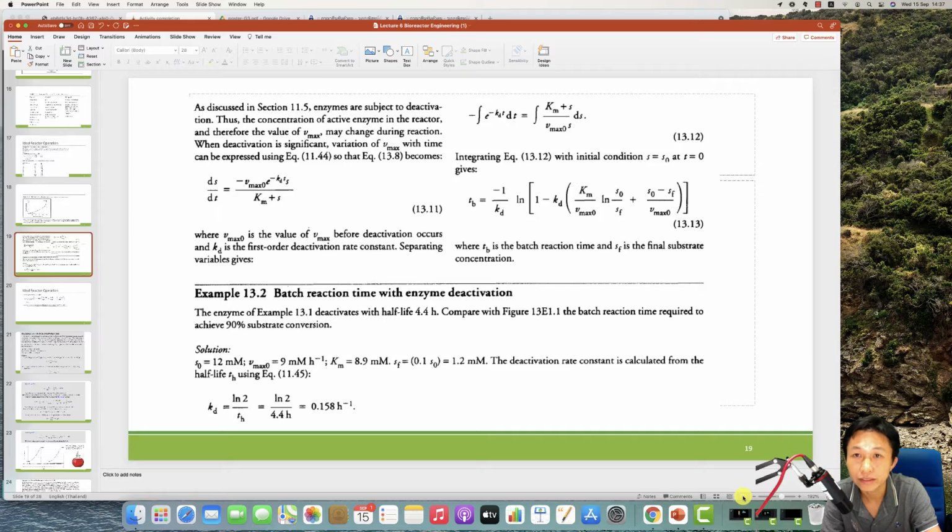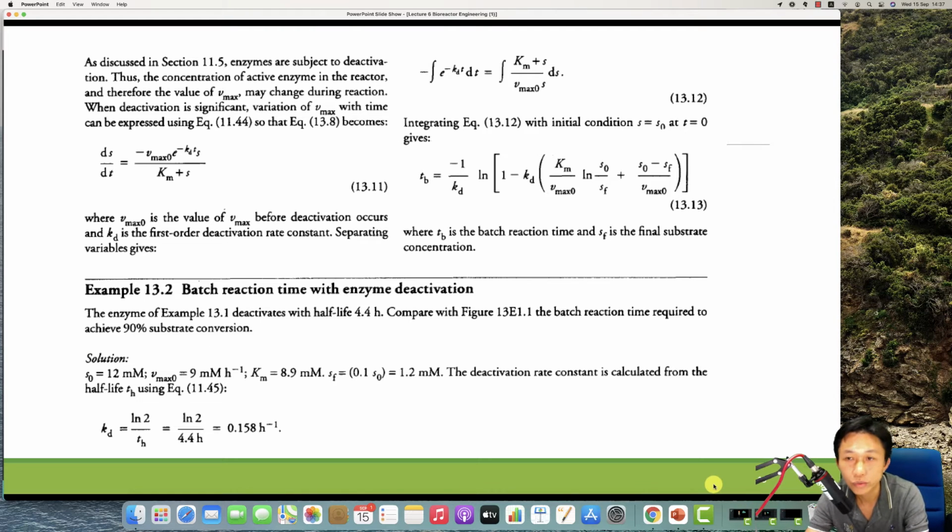Okay, we continue with the second part of this lecture, bioreactor engineering, with this example. Okay, it is batch reaction time with enzyme deactivation. They said that the enzyme is from the previous example.